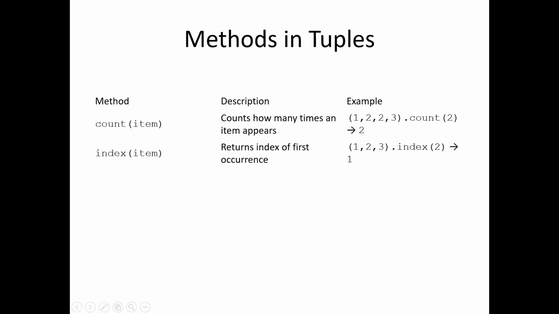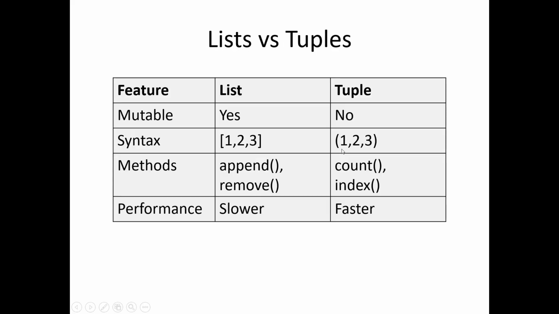Let's move on to our next slide. Here we have given methods in tuples. Similar to how we have methods in lists, we have two methods in tuples: one is count and the second one is index.